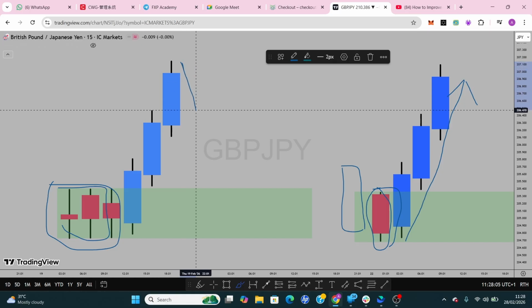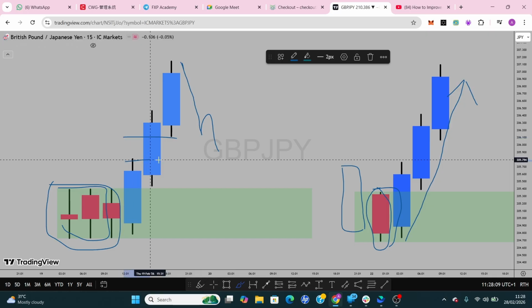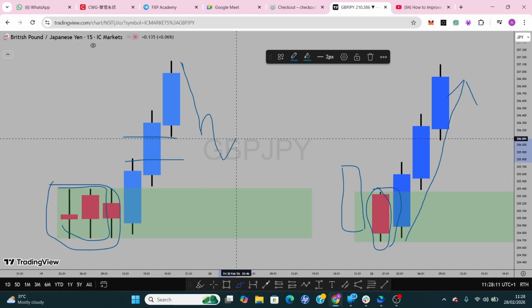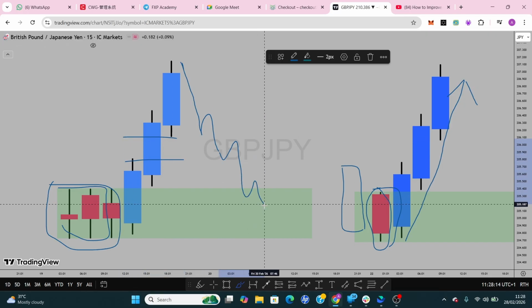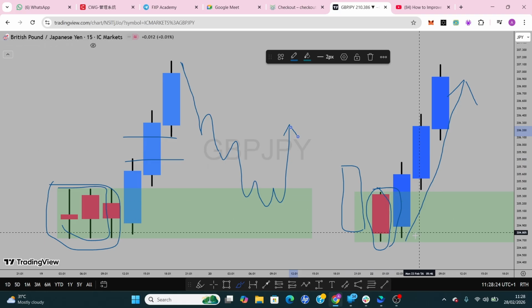Once price returns to this zone, filling this fair value gap right here as your internal liquidity, once the price returns to this zone again, you're expected to start looking for a buy opportunity with your preferred candlestick confirmation, right? You understand?